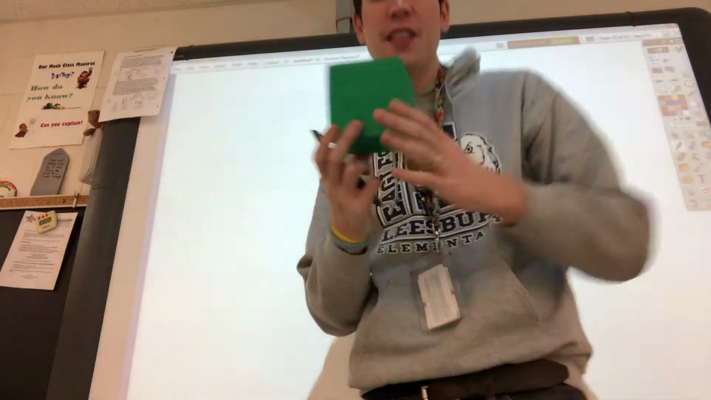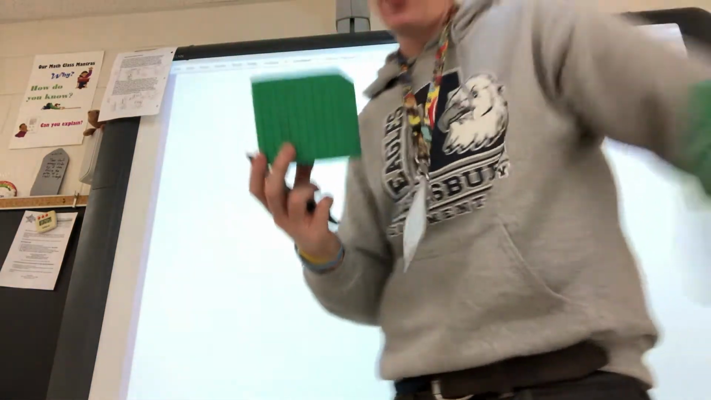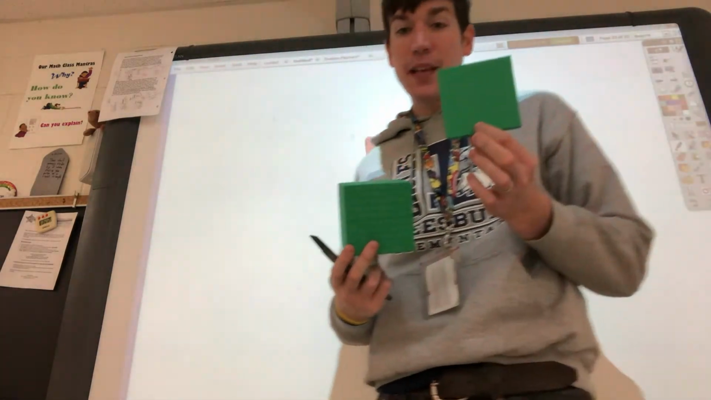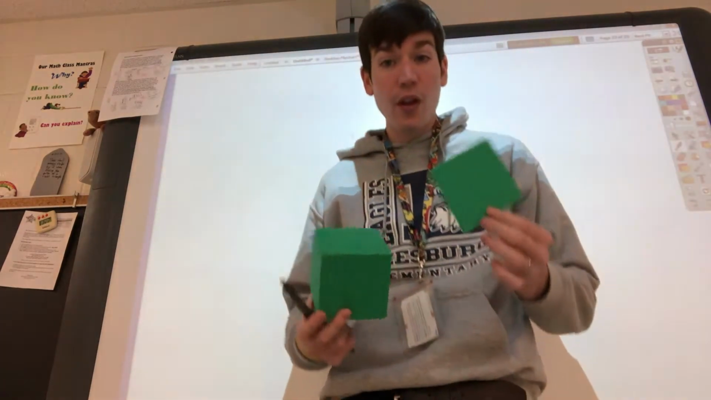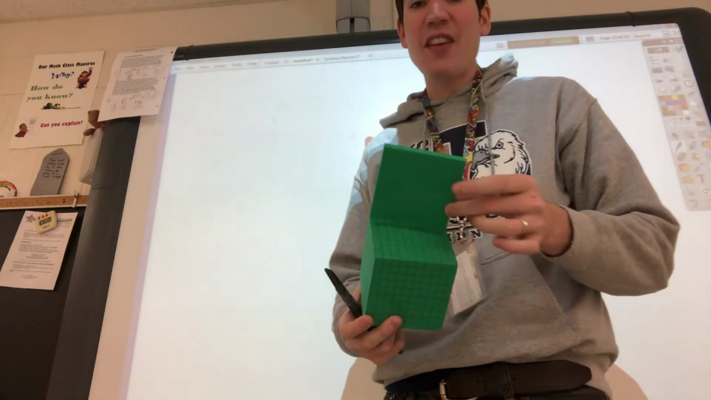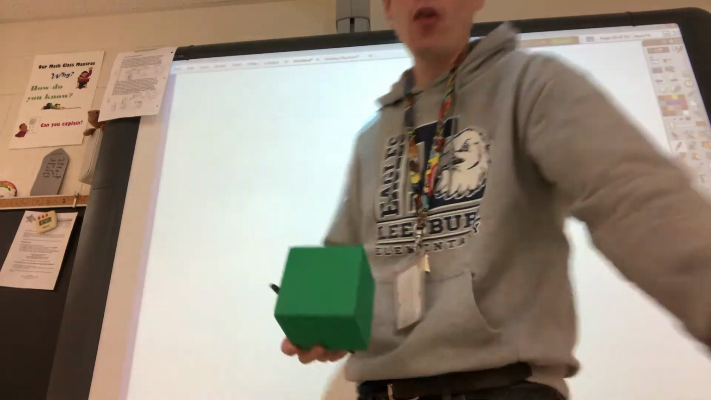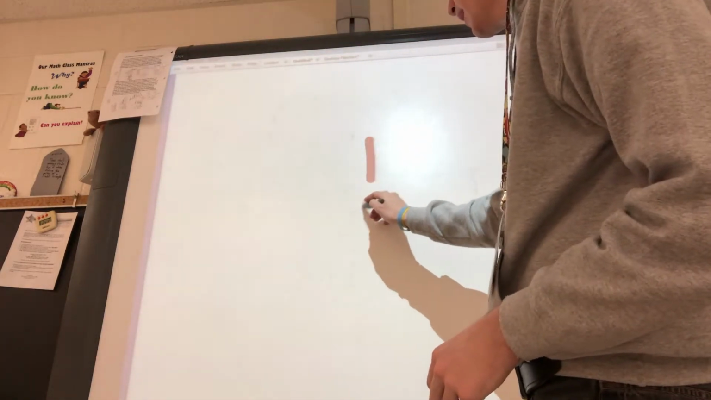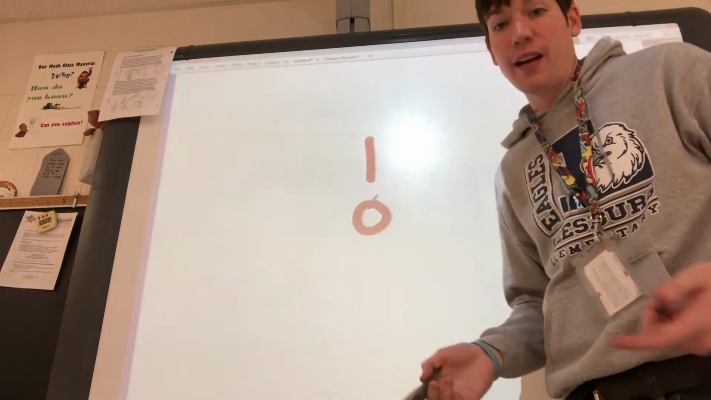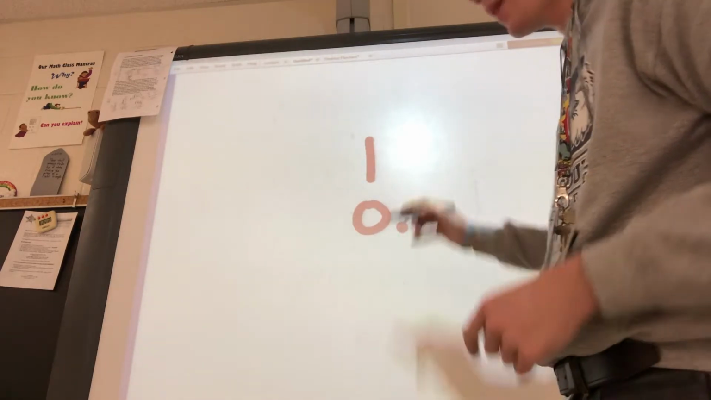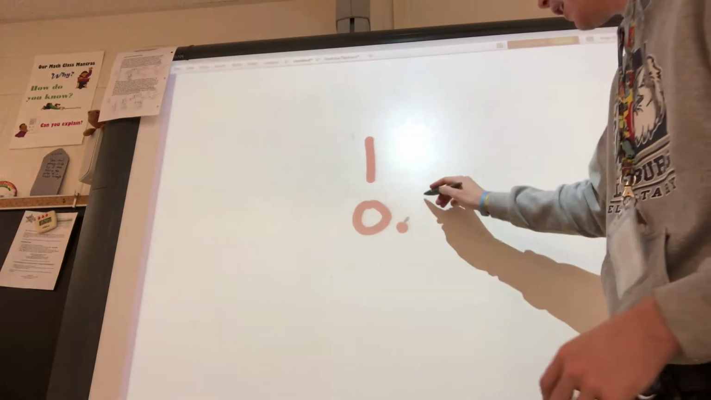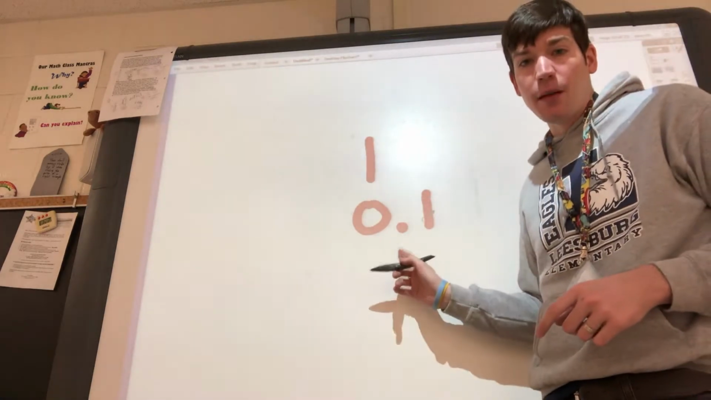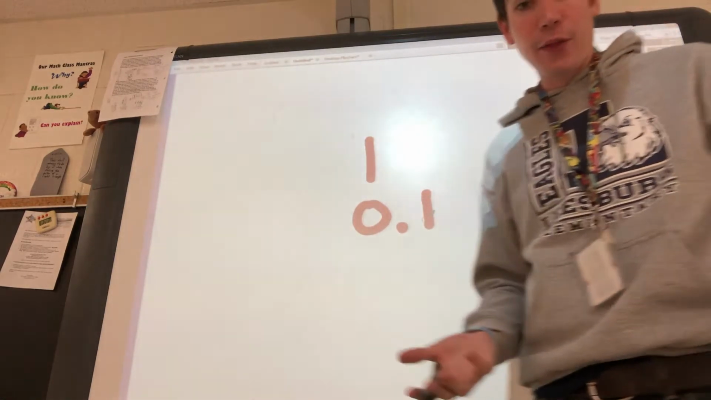Now, we said that if this was equal to one whole, this next piece was equal to 1/10. The reason for that is because it took 10 of these in order to make one whole. So if we wanted to write that as a decimal, it would look like this. We would have a 0 in our ones place. We would have a decimal point, and we would put a 1 here. So this number says 1/10.